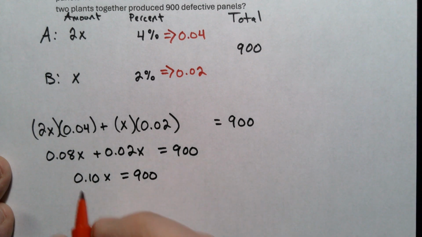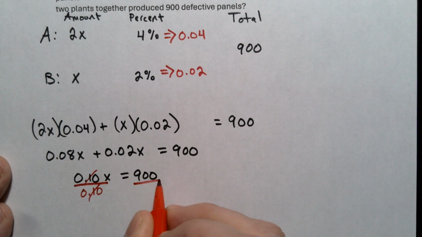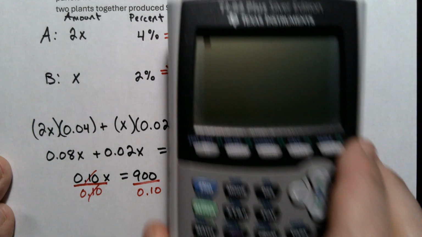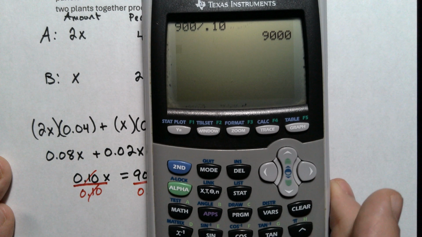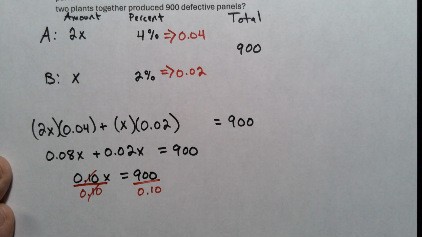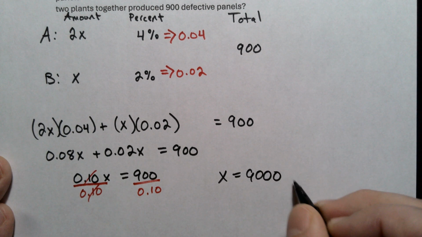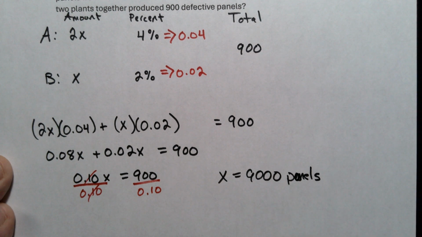And now finally, if I divide by 0.10 to get x by itself, I'll get my answer. It's going to be 9,000. Let me show you in the calculator real quick. 900 divided by 0.10 is 9,000. So that is my answer. 9,000 panels were produced.